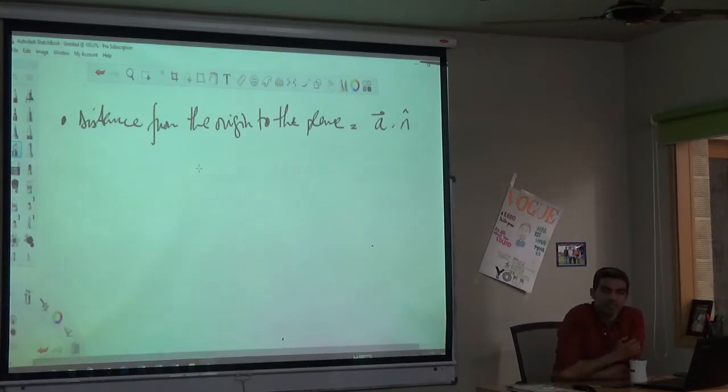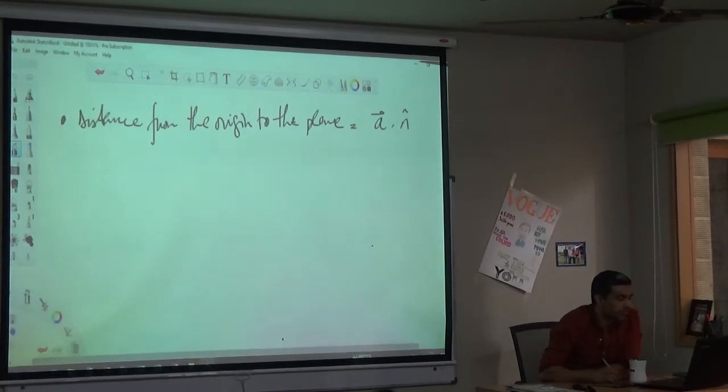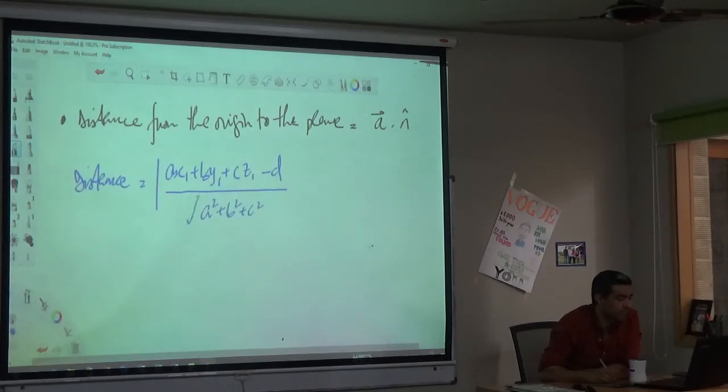Sometimes you may want to find that as well. Sometimes that might be a requirement in the question or might just come in handy to solve some situation. If you're unable to remember this, your distance from the origin is a dot n hat. Some people have a problem remembering all stuff. So then you can just use the simple distance formula, a x1 plus b y1 plus c z1 minus d. We've done this formula before. You can use this formula and you can get the same answer.